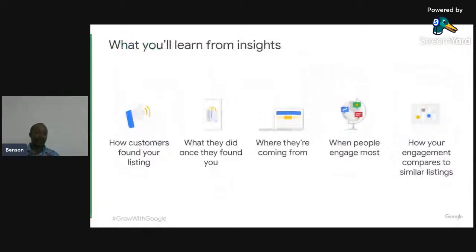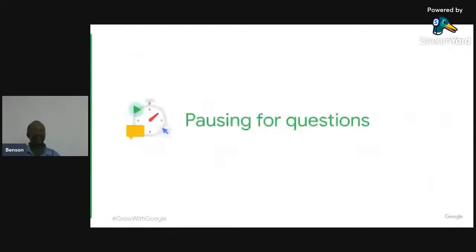So what you learn from the insights is who found you on your listing. You are able to know the customers that have found you, even the customers that interacted with your post, and where they came from. Was it from direct searches or from discovery searches? And we're also able to know whether they came from a search engine or from the search view on the map, and that way you're able to know how you are performing.